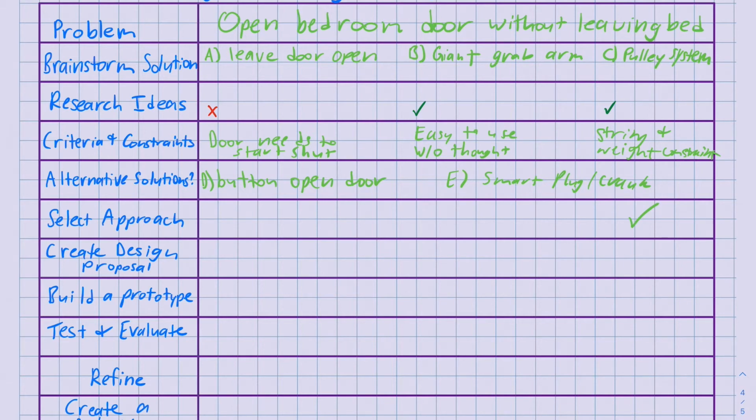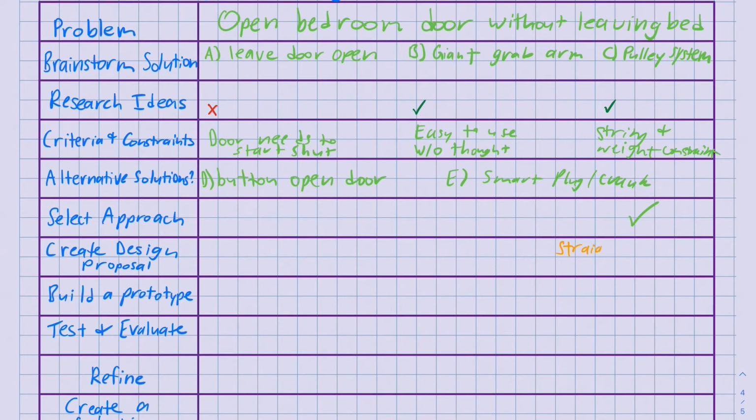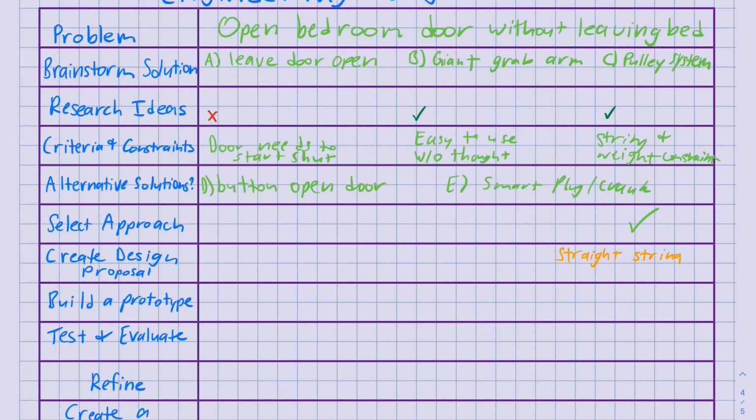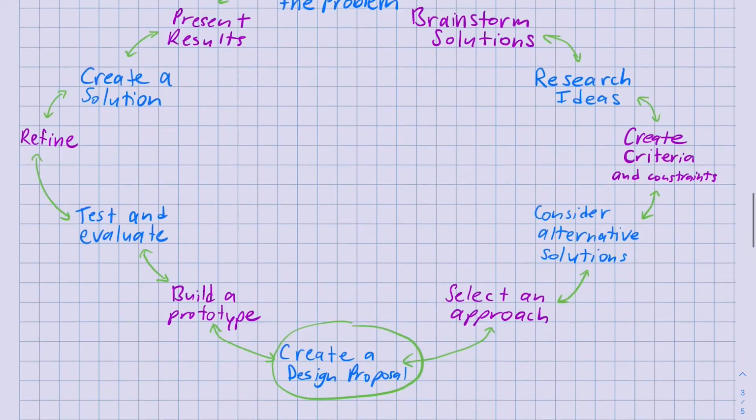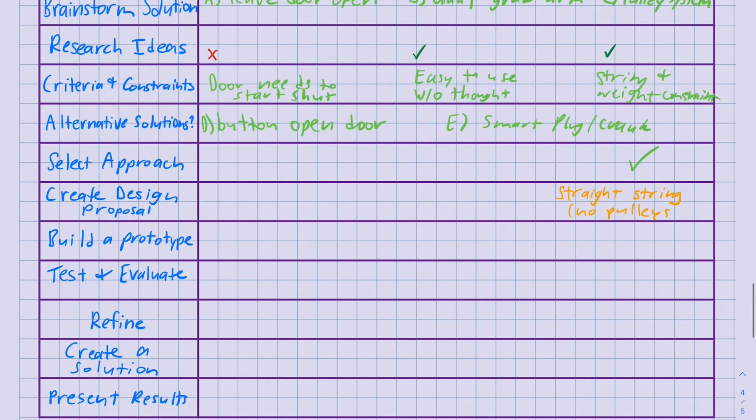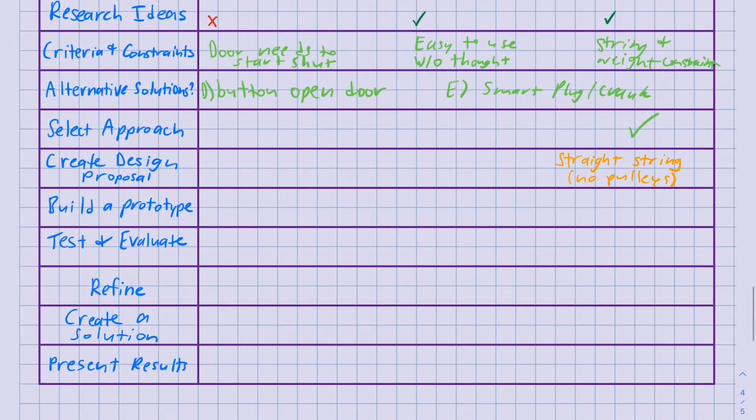And guess what? It seems to have worked when we built our prototype. So I'm just going to say straight string, no pulleys. When we built our prototype, that ended up being our design proposal, and we have that right here. That's our design proposal in this case. Usually they're a little more advanced, but for this, that was our sketch, our design proposal. And we built our prototype. So for building our prototype, I'm going to say see figure A.